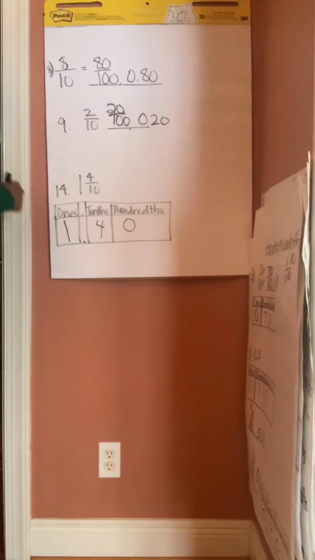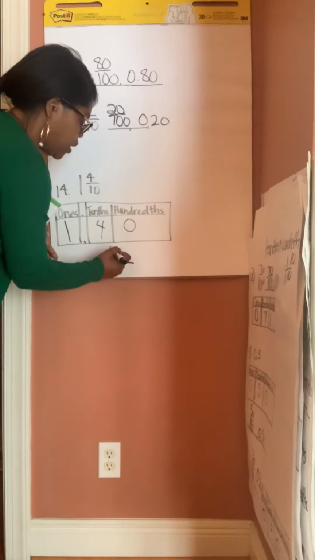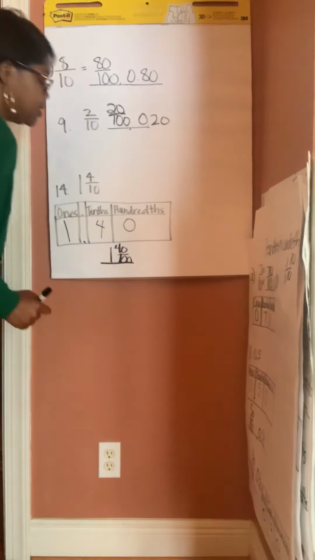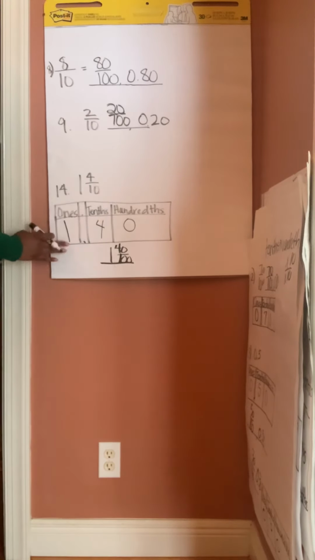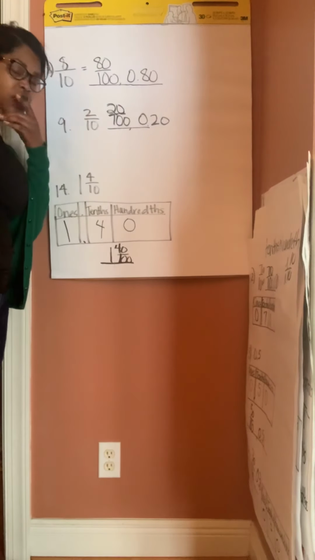1 and 4 tenths is the same as 1 and 4 tenths, but they're asking only for the equivalent mixed number in hundredths. So we're not going to write the decimal. We're going to write 1 and 40 hundredths. I multiplied my fraction part by 10 over 10, but I just kept my whole number. 1 and 40 hundredths is number 14. Okay? So if number 14 is 1 and 40 hundredths, what should number 15 be?